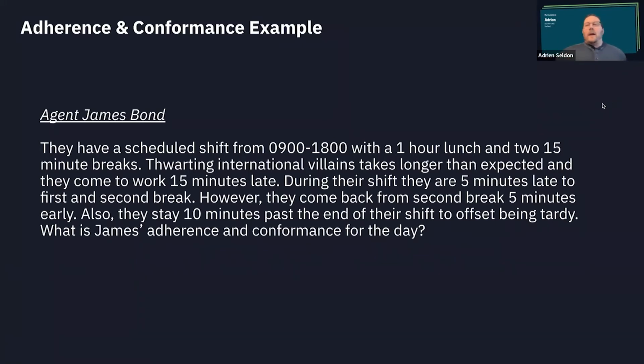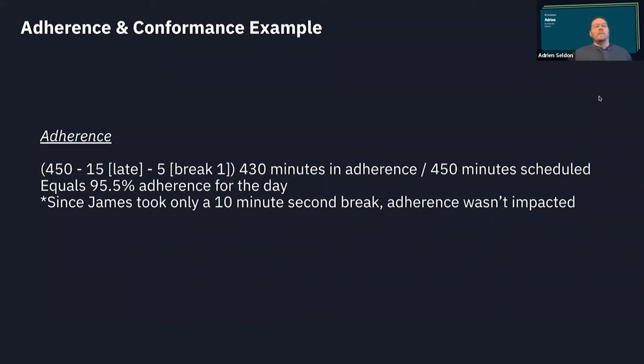So let me go ahead and click through to the adherence part. So let's take a look here. We've got 450 minutes scheduled for the day, and we'll walk through the math. You just take away 15 minutes for the late, 5 minutes for break one, and that gives you 430 minutes in adherence out of 450 minutes scheduled. It's a 95.5% adherence for the day.